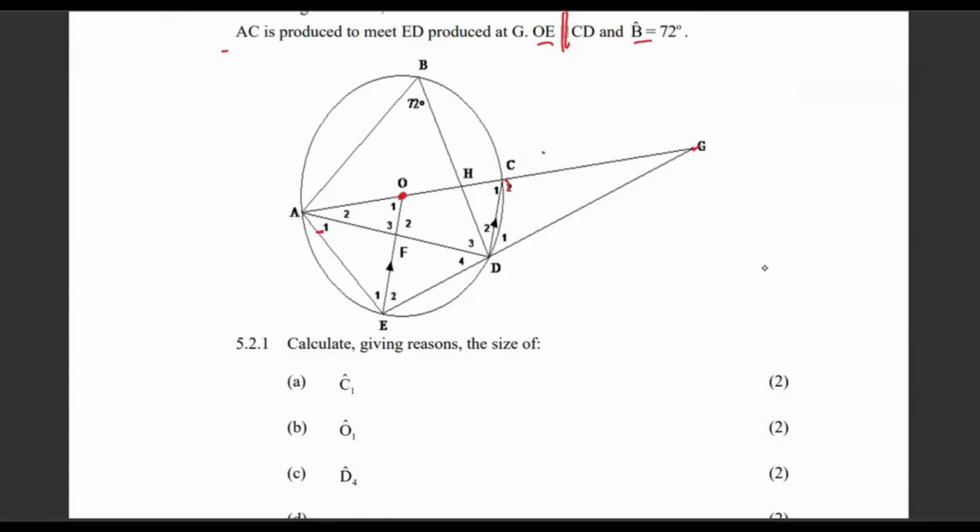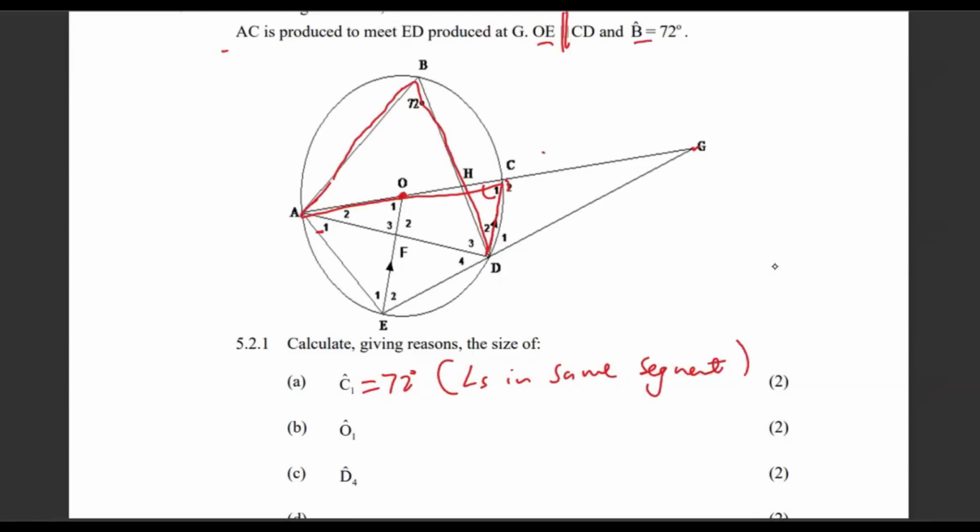First question, they want us to get C1. Now, whenever you're answering these questions, we always need to give reasons for whichever statement that we write. Okay. So where is our C1? This is C1. But we can already see that there is a bow tie. We're seeing a bow tie there. So you're going to say that C1 is a 7-2, angles in the same segment. Okay, angles in the same segment.